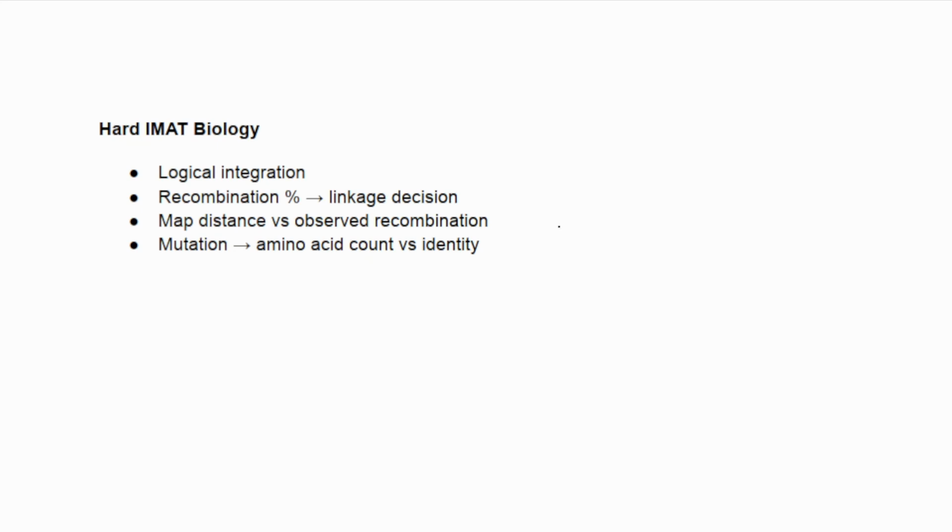So listen to this as a logic story. Imat biology at the heart level is not about memorizing definitions. It's about integrating ideas that are usually taught separately. When recombination percentage is given, the examiner wants you to decide whether the genes are linked or not, not just calculate a number.